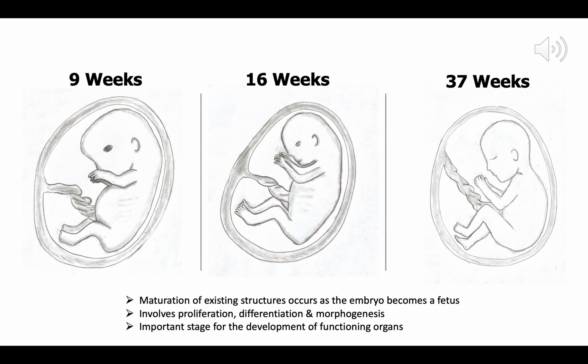At week 9, the embryo officially becomes a fetus and fetal development begins. This involves proliferation, differentiation, and morphogenesis, and this is an important stage for the development of functioning organs such as the lungs and the heart. And a full-term pregnancy is 37 weeks or 9 months.